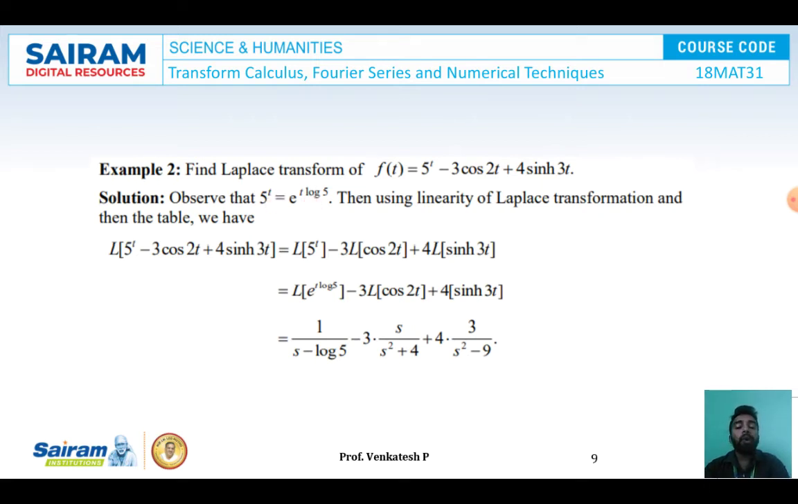Now I am going to apply Laplace transform for this equation on both sides. So we got Laplace transform of 5 power t minus 3 cos 2t plus 4 sine hyperbolic 3t.